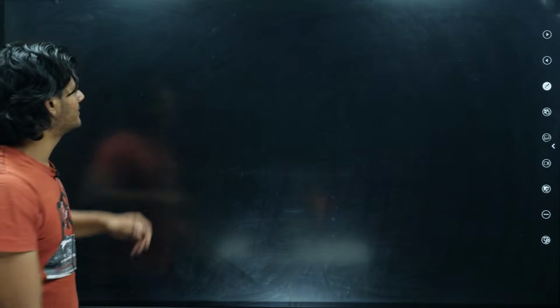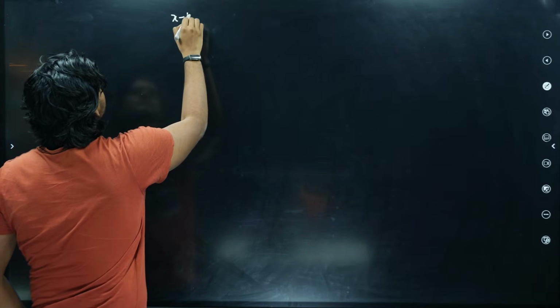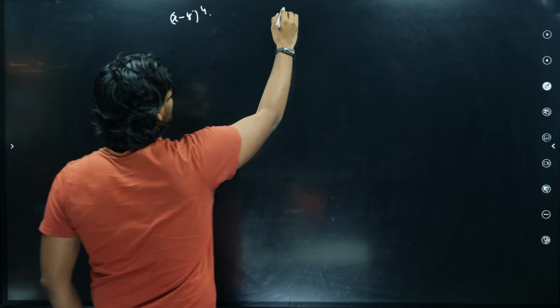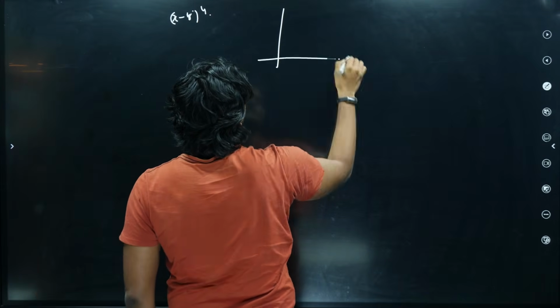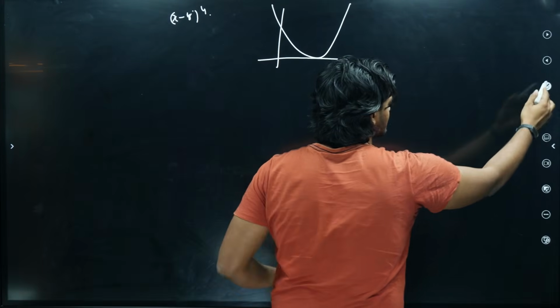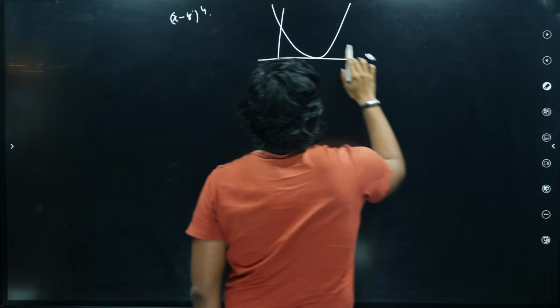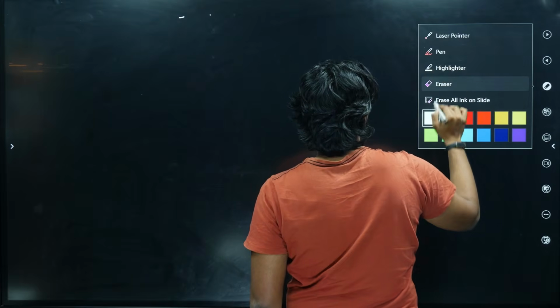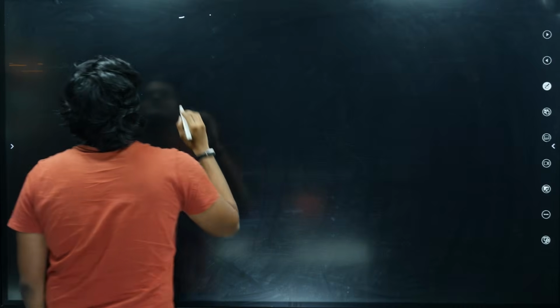If it is not of the form (x minus r) whole power 4, it would be like this only, right? Wherever it is, it will be almost like a parabola, but it is not a parabola, though it looks like one.